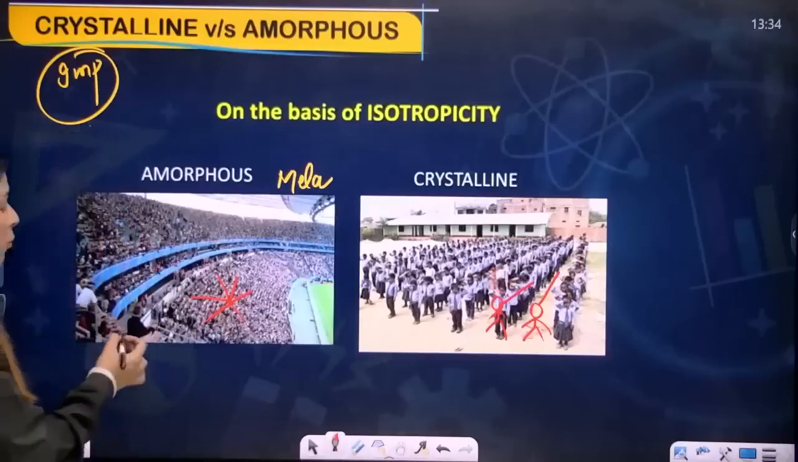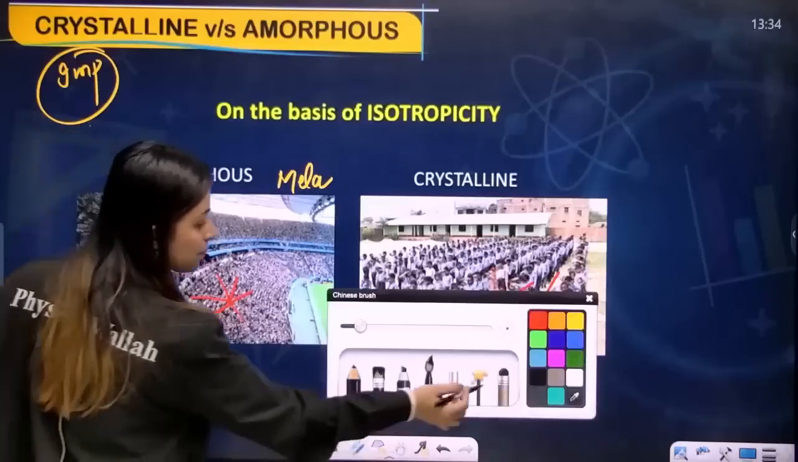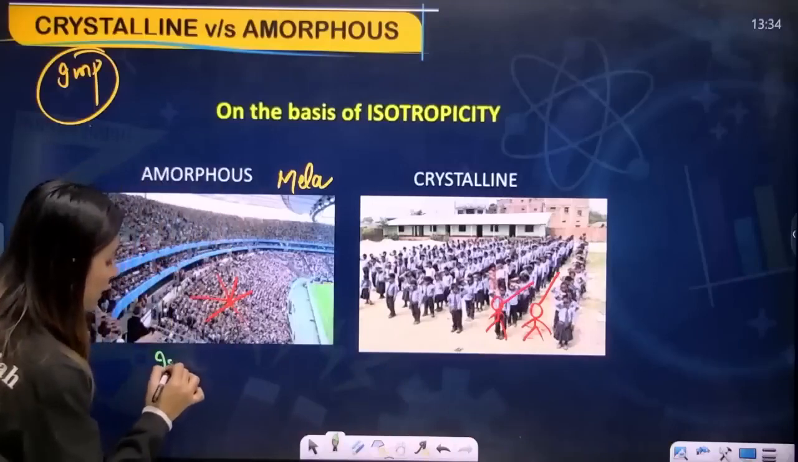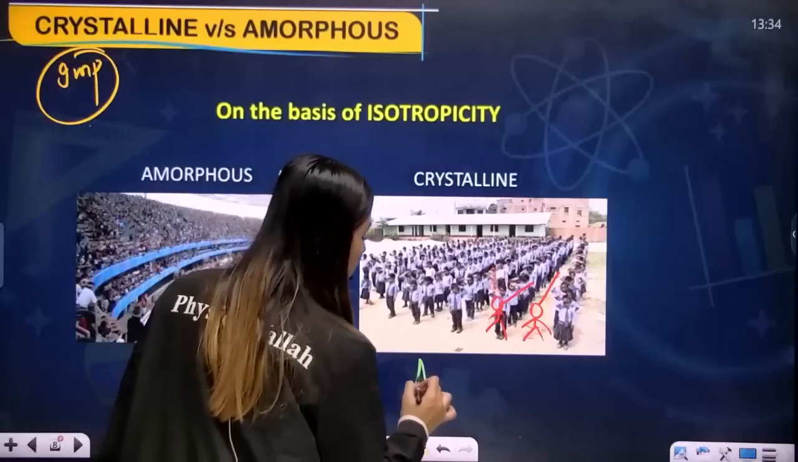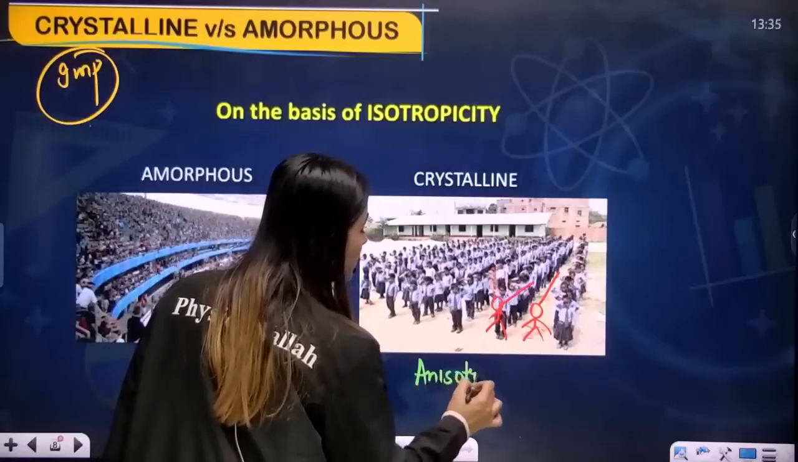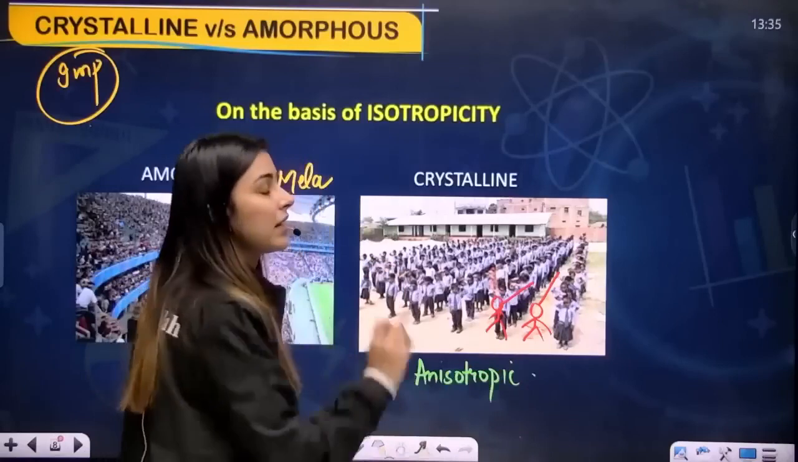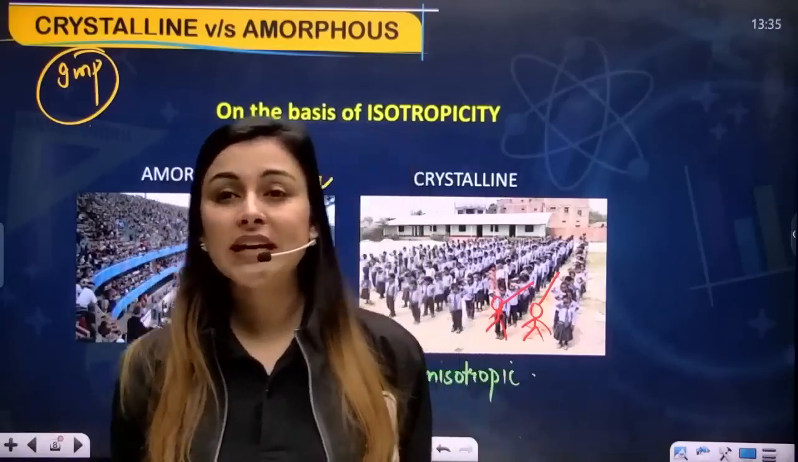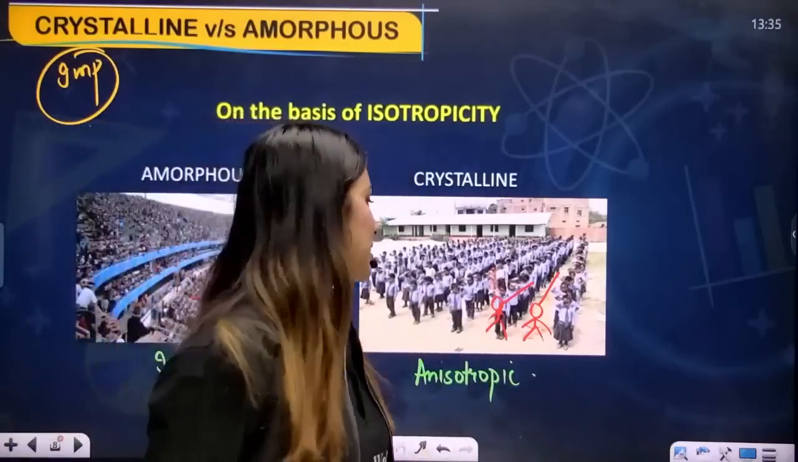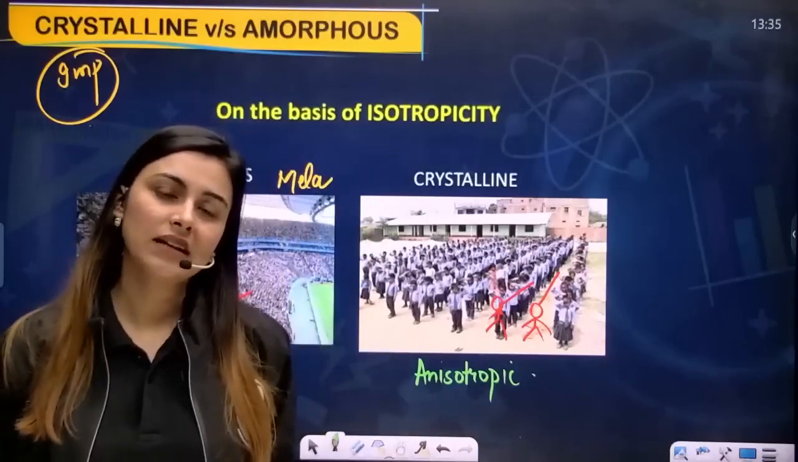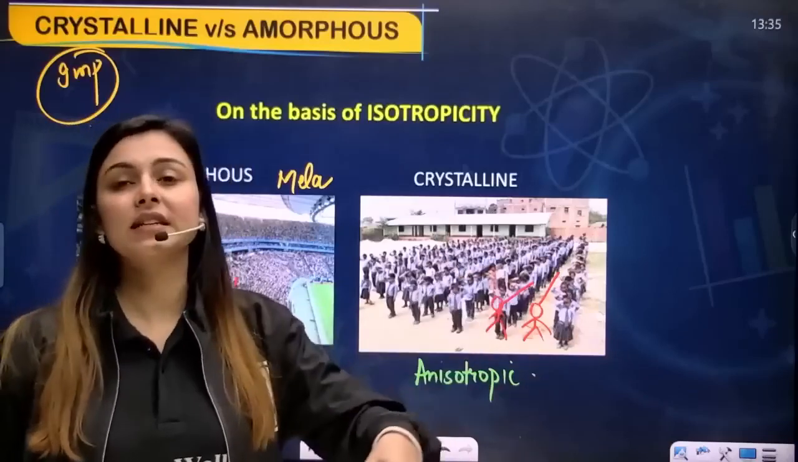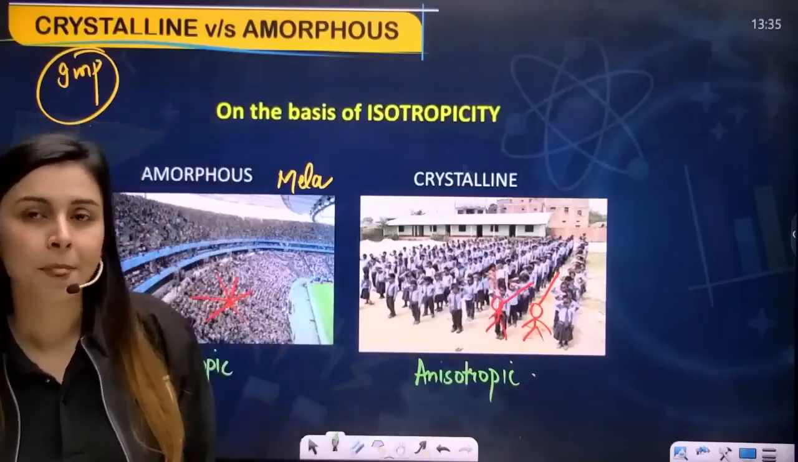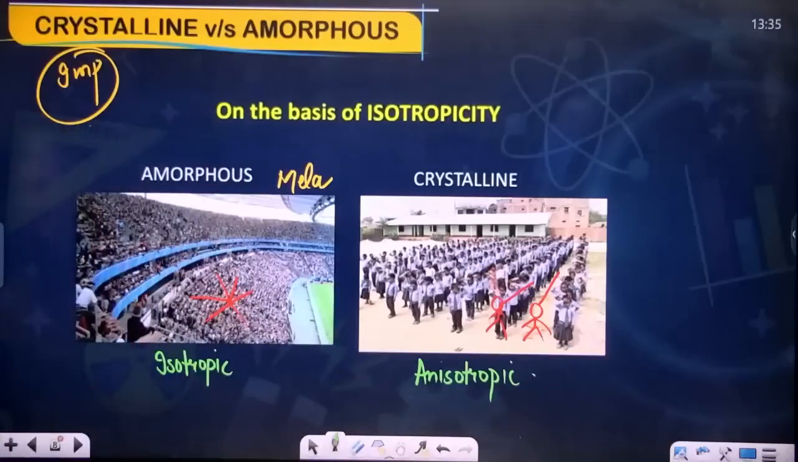Yes. So amorphous solids are isotropic in nature, and crystalline solids are anisotropic in nature. This is the biggest mistake, because since it is arranged, most of the students who tick the answer for the crystalline solid think that it is isotropic, but no, it is anisotropic, because it is ordered, and that is the reason it is giving different values. Okay, yes. So I hope you understood the basic meaning of isotropicity.